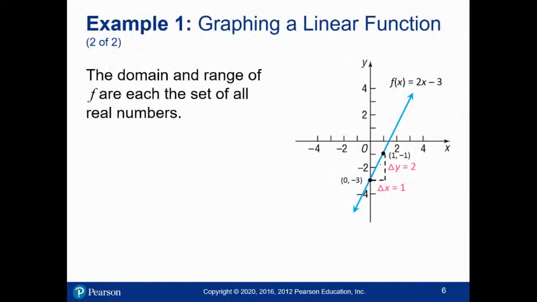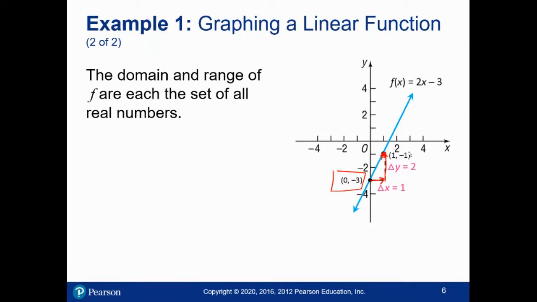So here is a graph of that line. They started with the intercept of 0, minus 3. Then did this over 1, up 2 business to plot a second point, and then draw the line connecting both of them. And the domain and range are both all real numbers. There is any number you want, you can plug in. Any number you start with, you can multiply by 2 and subtract 3.